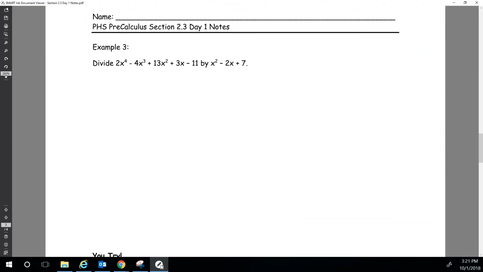We're doing example 3 this time. This is when we are no longer dividing by just a little linear guy. This time we're dividing by a quadratic, so it works the same way. I've got x squared minus 2x plus 7 on the outside. Looking at my degrees, I go 4, 3, 2, 1, 0, so I don't need any placeholders.